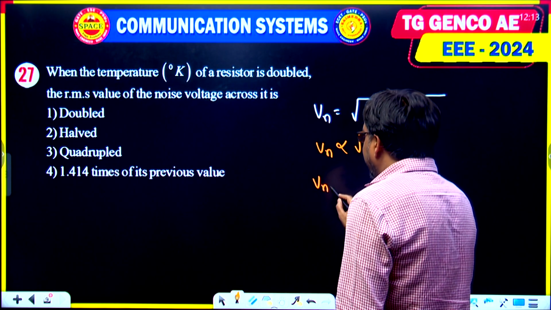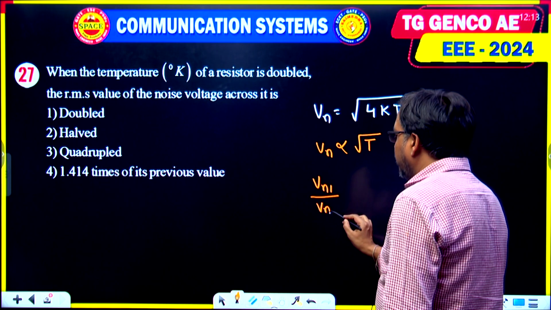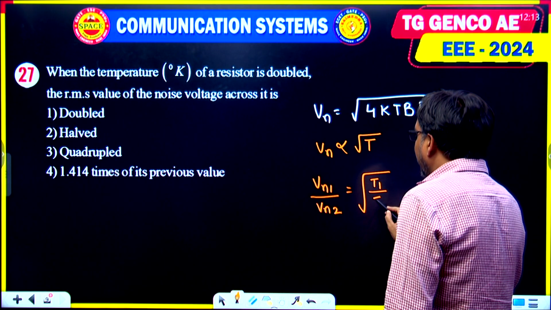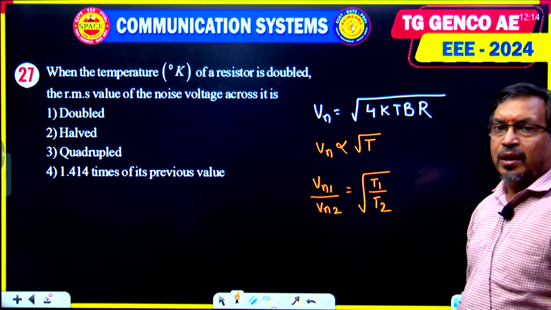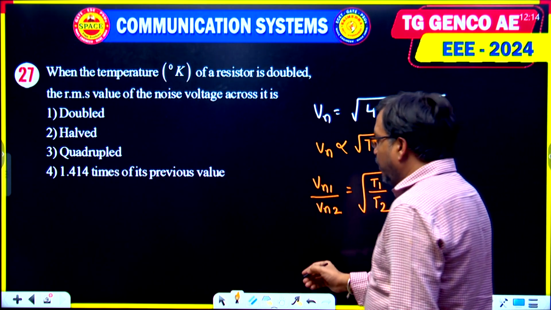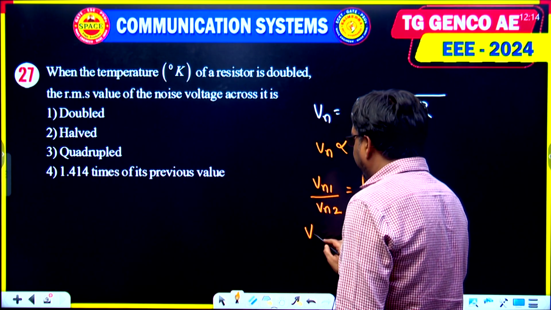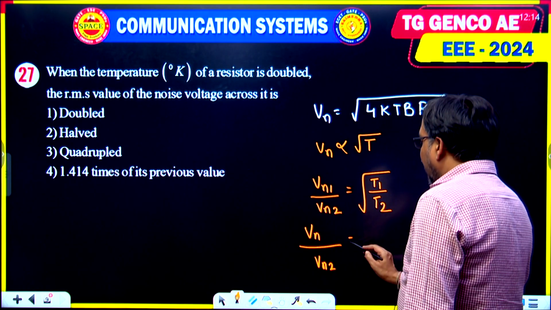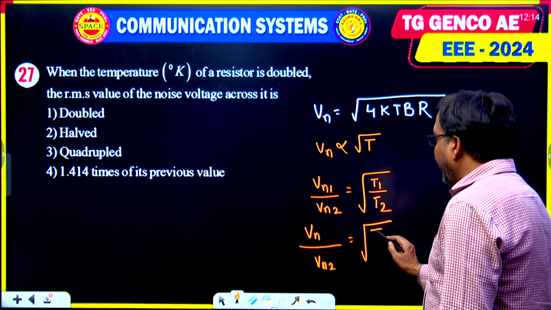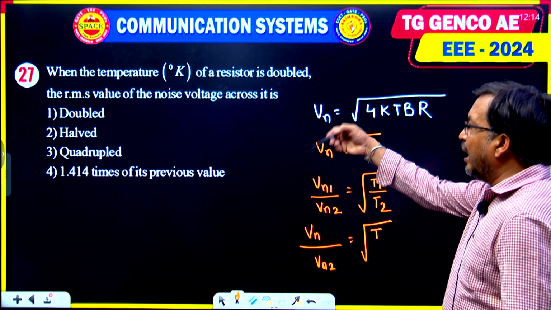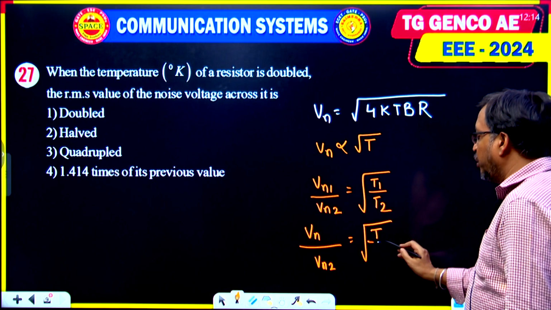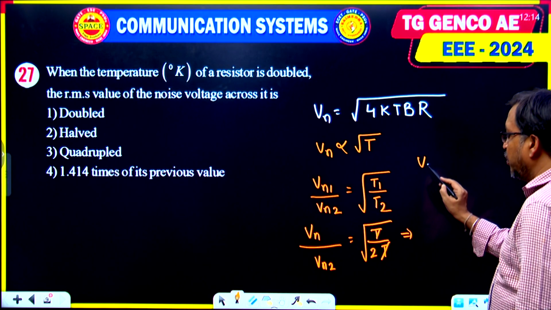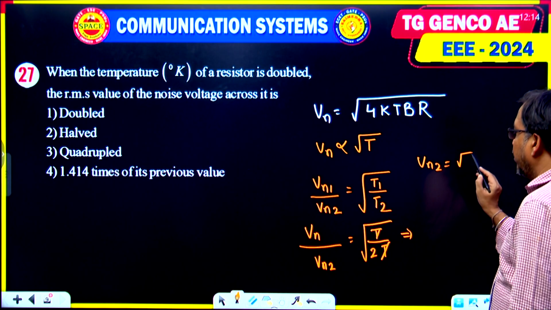Then noise voltage Vn1 by Vn2 equals under root of T1 by T2. Here the noise voltage, I am writing Vn only. Now it is asking for the second noise voltage Vn2, and one condition is mentioned: if the initial temperature is T and now the temperature is doubled to 2T. So, T will be cancelled, then Vn2 equals, I am writing, root 2 into Vn.